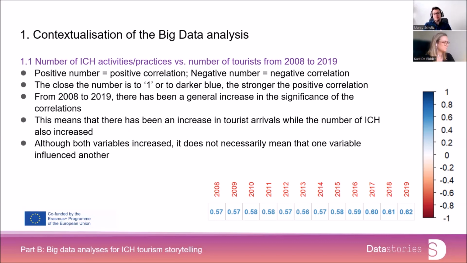And what this tells us is that as the ICH activities or practices increased, or the number of registered activities increased, the tourist numbers also increased over the years. It doesn't necessarily mean that the one influenced the other, but it's still something that indicates that something might have happened between these two that could have increased the growth between them.